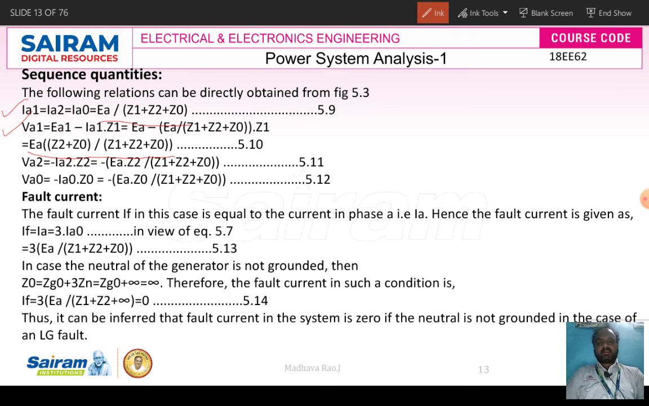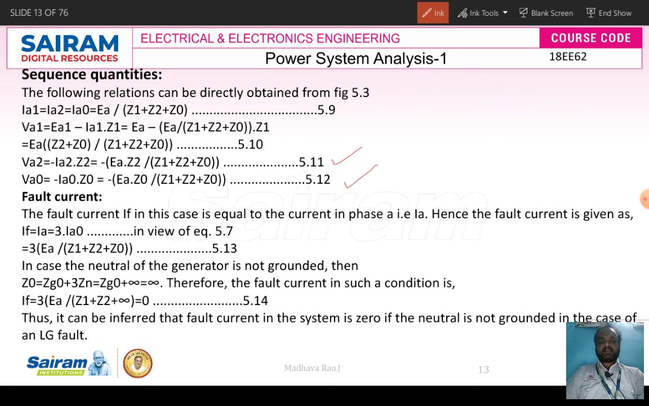Similarly, VA2, substituting IA2 here, is equal to minus EA into Z2 divided by Z1 plus Z2 plus Z0. Similarly, VA0 is equal to minus IA0 into Z0, equal to minus EA into Z0 by Z1 plus Z2 plus Z0. So these are the three sequence voltage quantities.